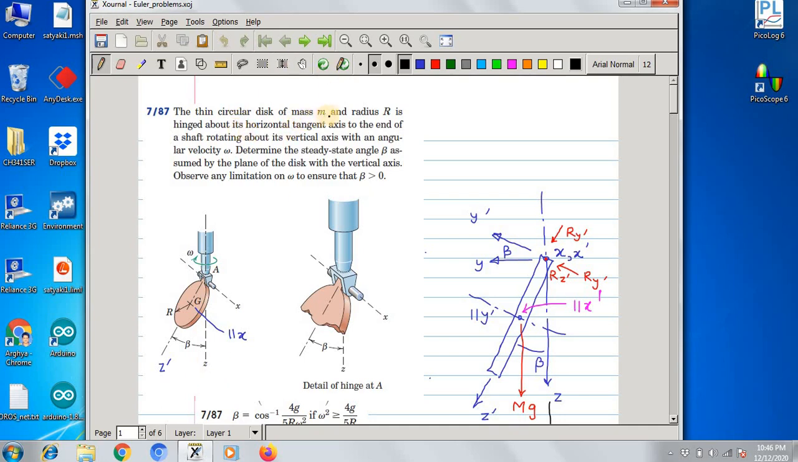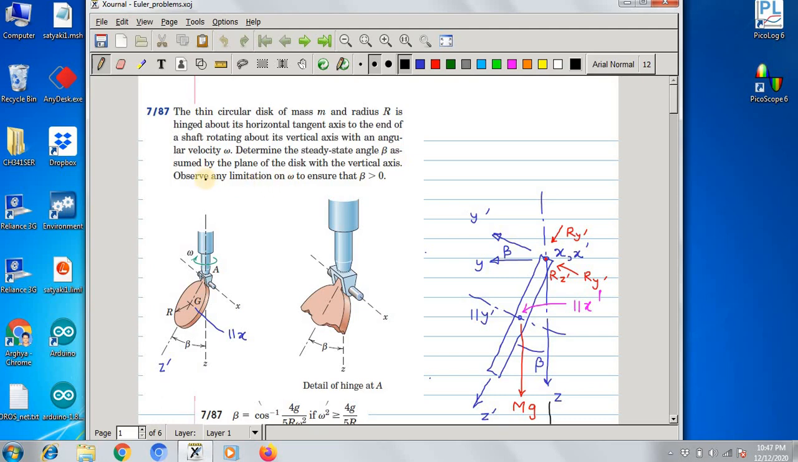So the thin circular disk of mass m and radius r is hinged about its horizontal tangent axis. This is the horizontal tangent axis x, to the end of a shaft rotating about its vertical axis with an angular velocity omega. Determine the steady state angle beta assumed by the plane of the disk with the vertical axis. So this is the vertical axis, and the angle made by the plane of the disk with the vertical axis is beta.